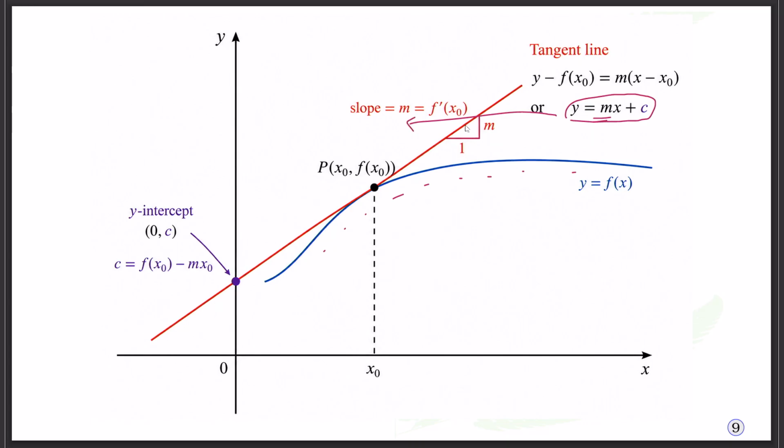Whereas this tangent line, instead of considering this point P, will intersect the y-axis at the point 0 comma c. So c can be written as f of x naught minus m times x naught. So it has the alternative form y minus f of x naught equal to m times x minus x naught.